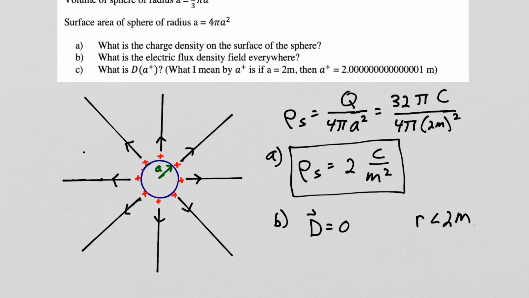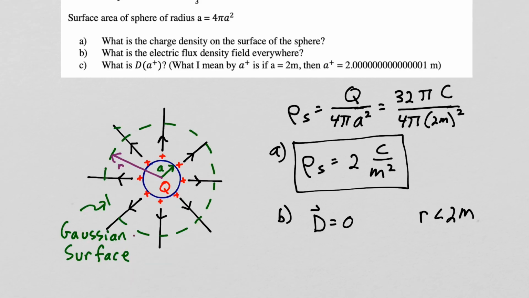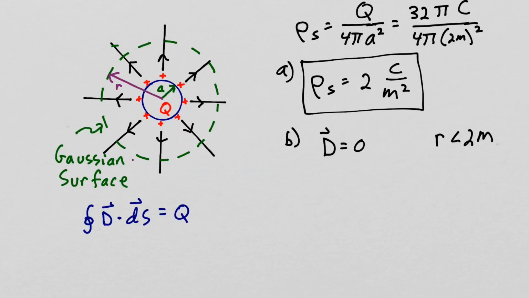The electric flux will emanate from the charges and it will have a spherical symmetry because the charge is distributed spherically on the surface of our sphere. To match the symmetry, we will choose for our Gaussian surface a sphere. We will now apply Gauss's law over our Gaussian surface, and the integral of D dot dS over that surface will be the charge enclosed.